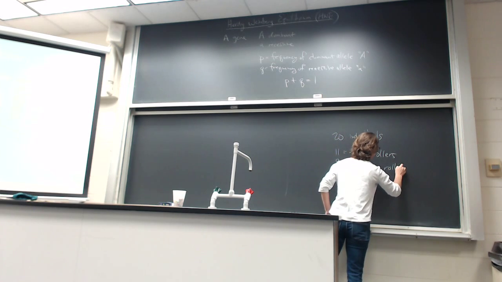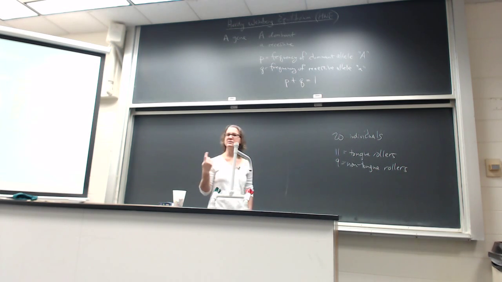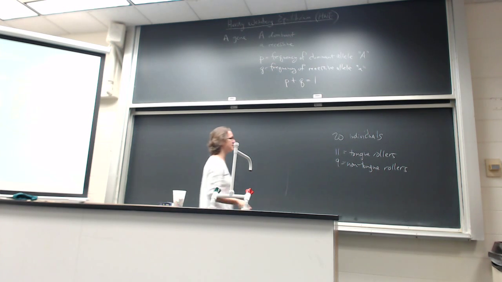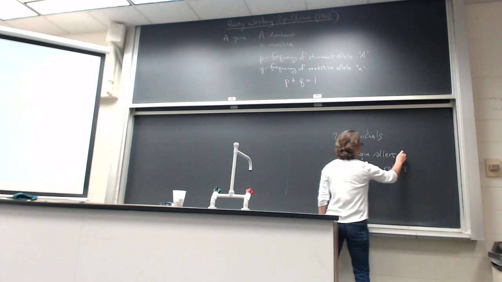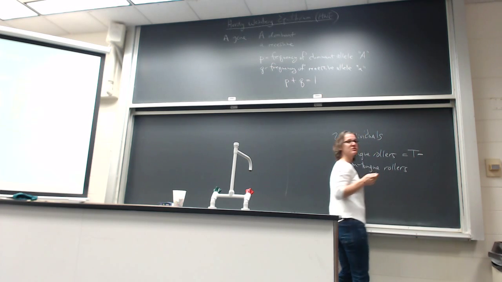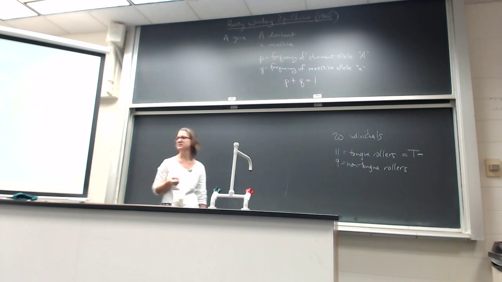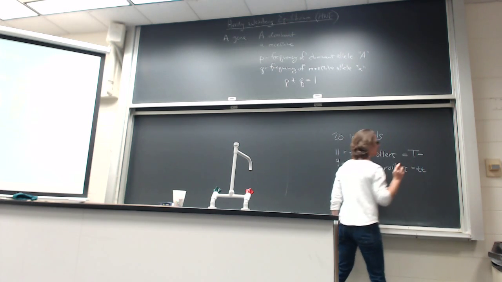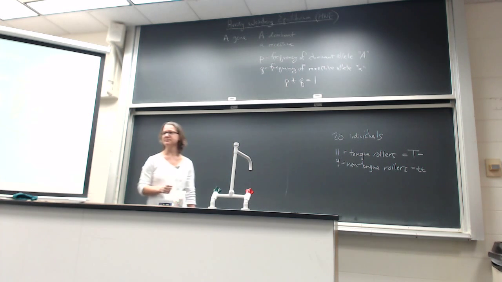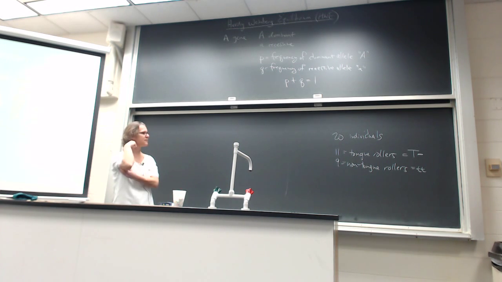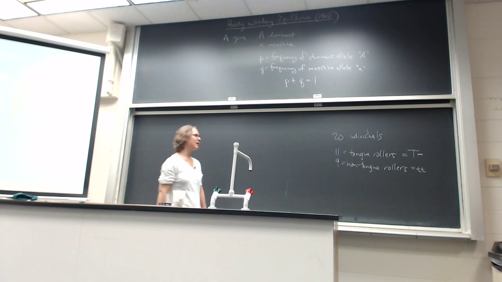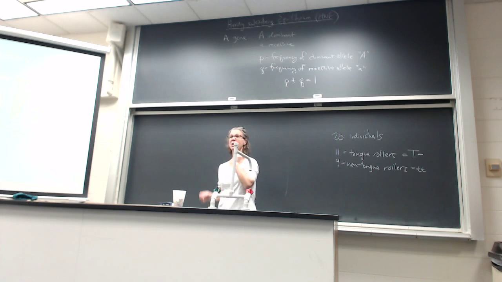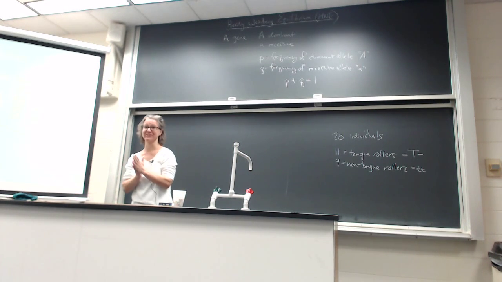rollers. Okay, and if I say tongue rolling is due to a single gene, it is encoded by a single gene, and it's dominant. All right, so I'm saying tongue rolling is T dash. It's a dominant trait. And our non-tongue rollers are homozygous recessive. Okay. Now, what I want you guys to do is figure out how many heterozygotes we have in the population.